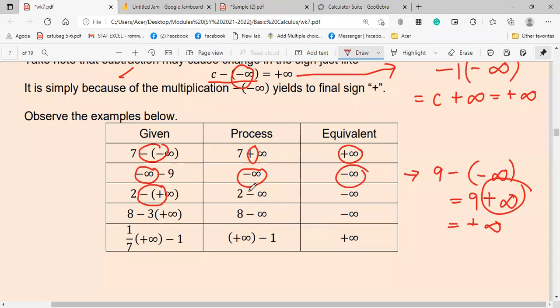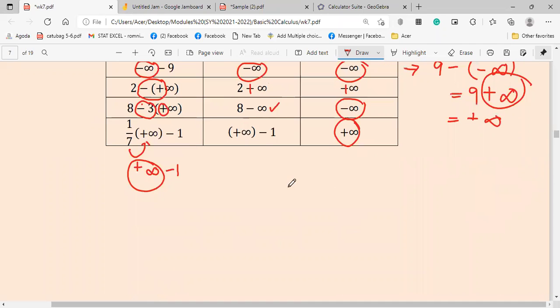Negative times positive. Oh, I think I have an error here. This must be plus. Okay, so I'll check that out. I-update ko yung nasa, hindi ko napansin to. This must be positive infinity. What else? 8 minus 3 minus, okay? Negative times positive is negative. 8 minus infinity, magpe-prevail ang negative infinity. Okay? Positive times positive is positive. So positive infinity minus 1, prevail positive infinity. Magiging conscious lang naman kayo class dito.